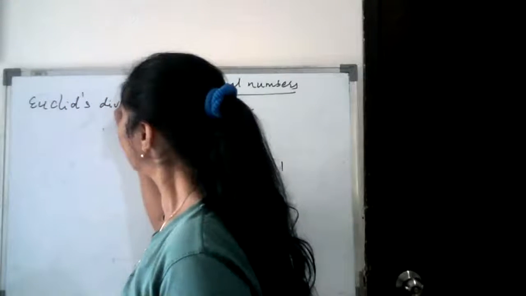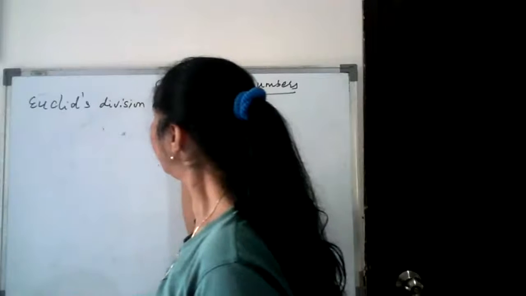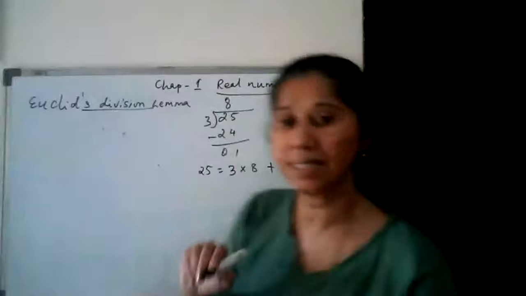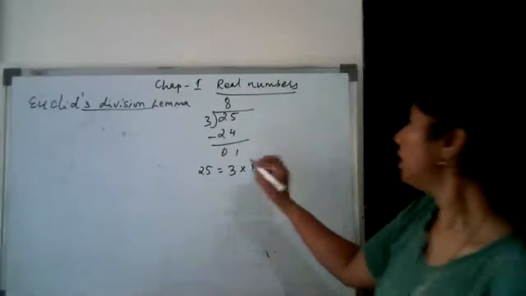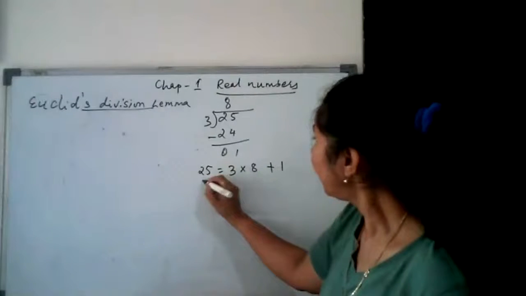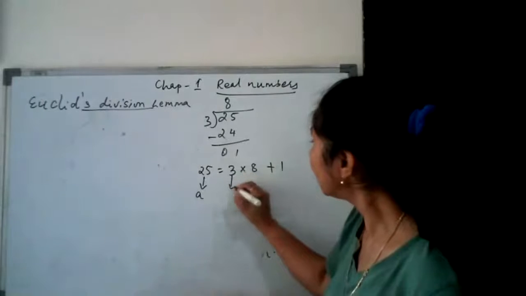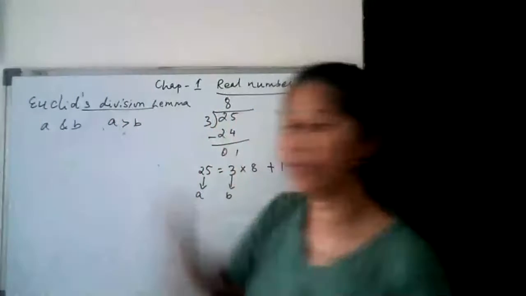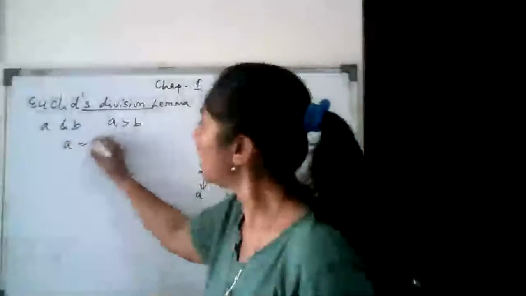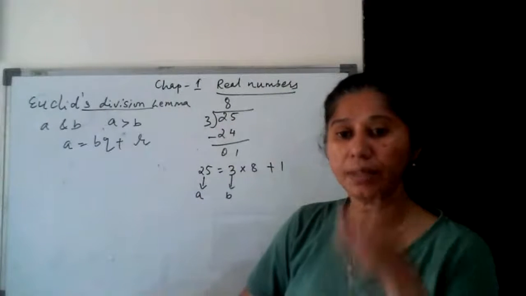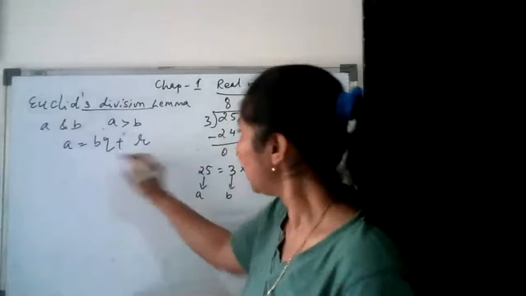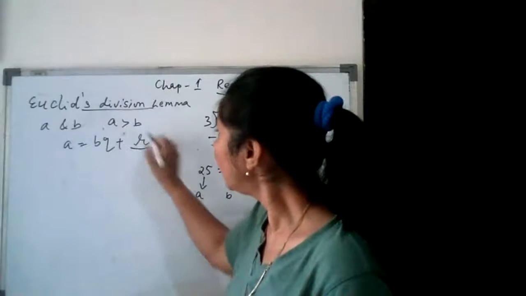Euclid's division lemma. Okay, what does Euclid's division lemma say? If I say this is the dividend and this is the divisor, there are two positive numbers, say A and B, such that A is greater than B. If I take it, then it can always be written as A is equal to BQ plus R. And here there is some condition for this.